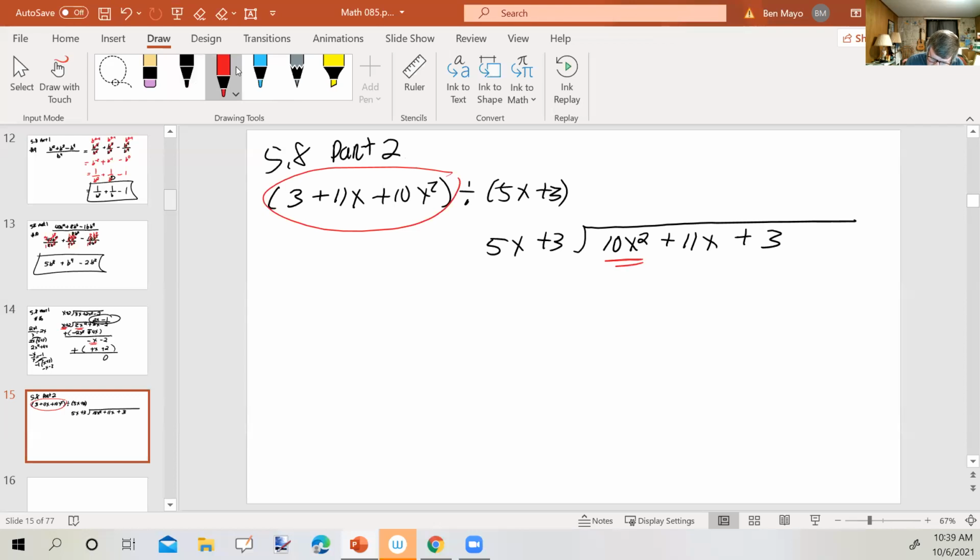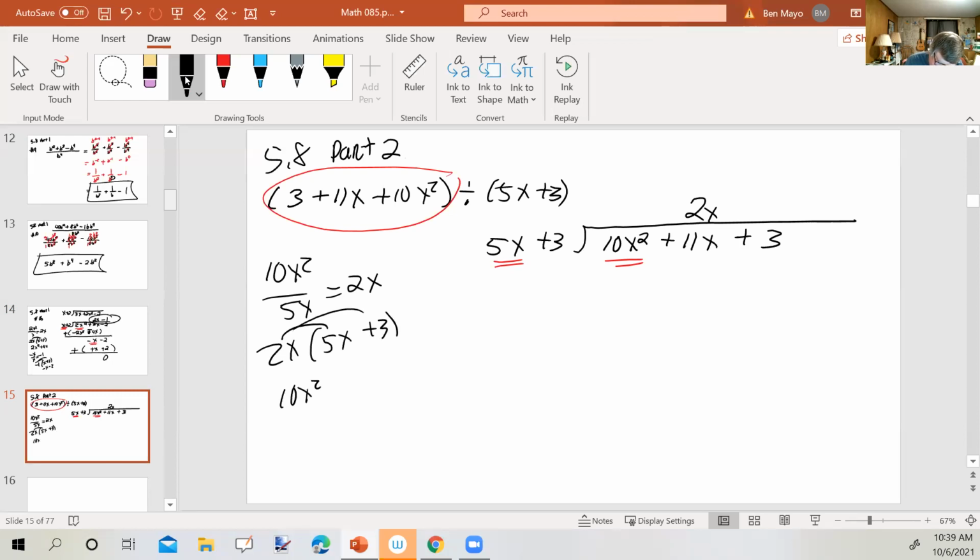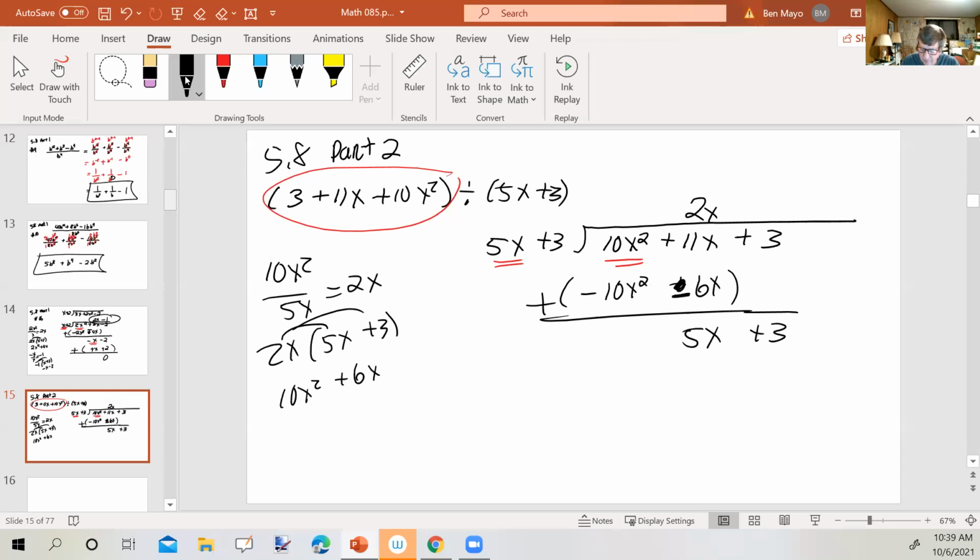We're going to divide the leading term inside by the leading term outside. 10x squared divided by 5x is 2x. Put that in the x column. Then we take 2x times 5x plus 3, which is 10x squared plus 6x. We're going to subtract that quantity from what's up above, but we're going to change it to addition of the opposite. 10x squared plus negative 10x squared is 0. 11x plus negative 6x is 5x. Bring down the next term.